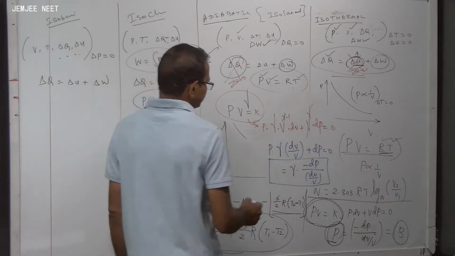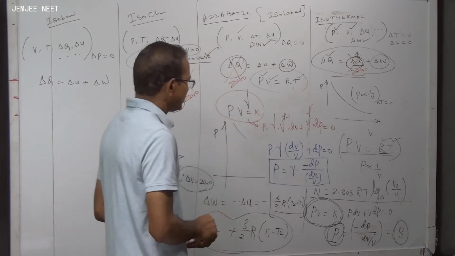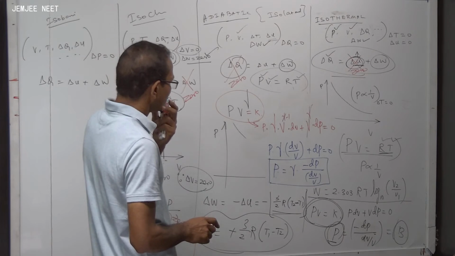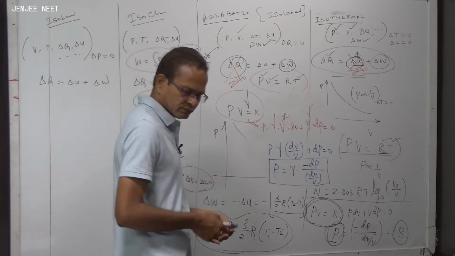Pressure P. Please check everything I have done correctly. Adiabatic, then gamma times P, yes, perfect, that's right.